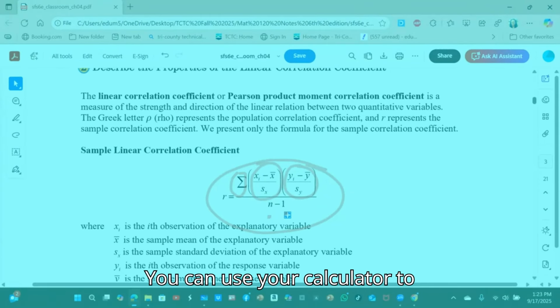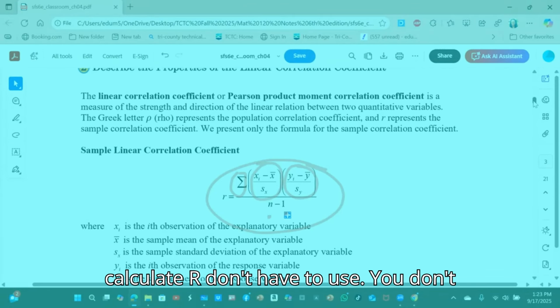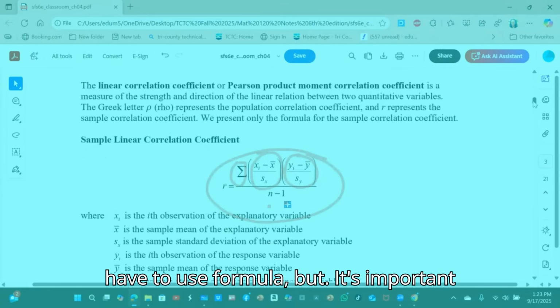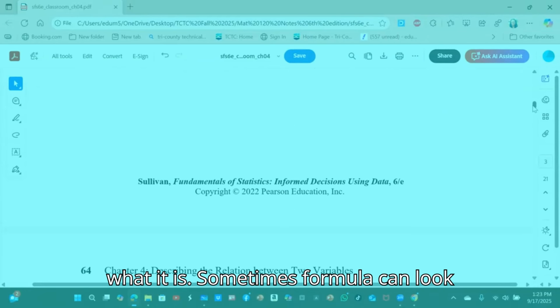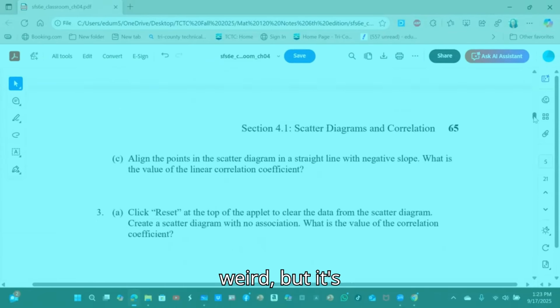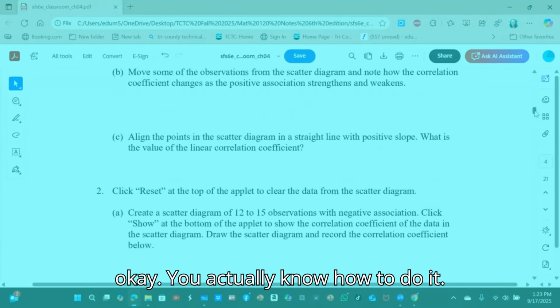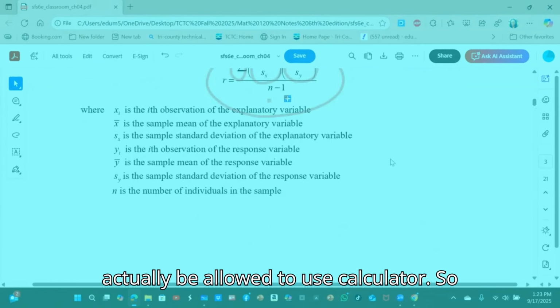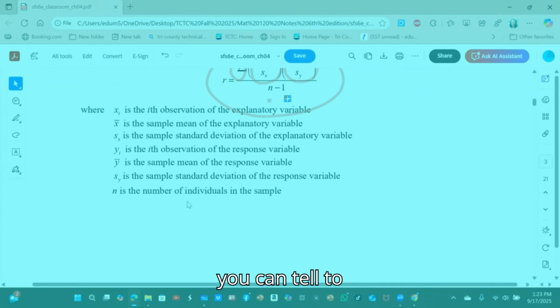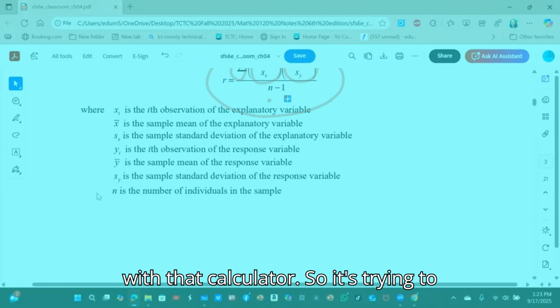You can use your calculator to calculate R. You don't have to use the formula, but it's important that you know what this formula is. Sometimes a formula can look weird, but it's okay. You actually know how to do it. In some classes, you may not be allowed to use a calculator, so you can be told to find the coefficient of correlation without a calculator.